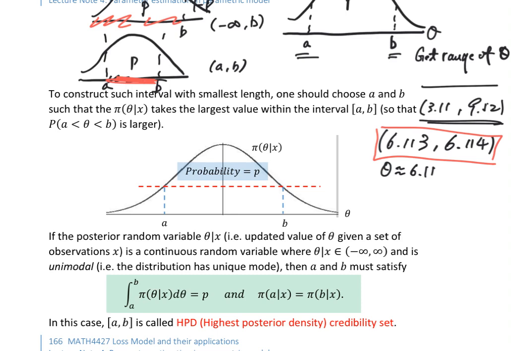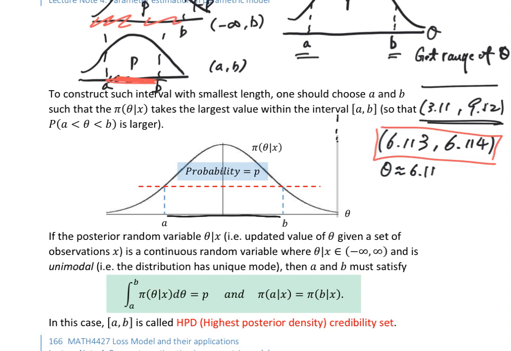Because here, if you consider this, even if you take a very small interval, the probability that S is between A and B is already very large. Then you just try to extend this interval such that your probability reaches P. If you consider this region, then the length of your interval will be the shortest.